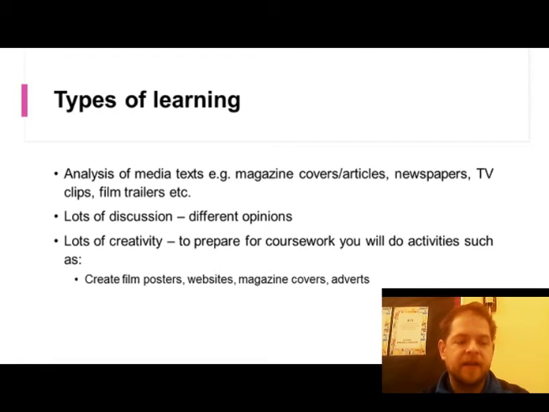So the types of learning involved in GCSE Media Studies is there's a lot of analysis involved. So we have to look at existing media products, and we have to look at the way in which they communicate messages to audiences. So the language they use, not just in terms of the words, but also in terms of the visual language, such as camera shots, the use of colour, the use of graphics, special effects, all of that sort of thing. There's lots of discussion and debate.